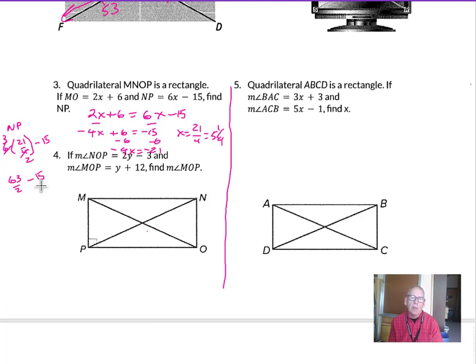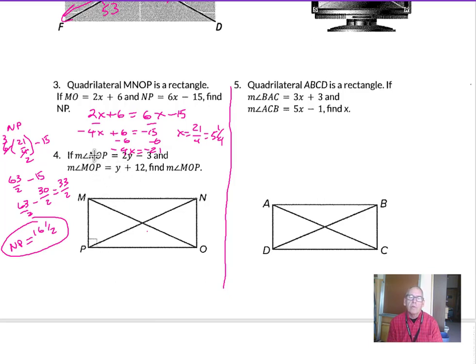Go for common denominators. 30 over 2 is the same as 15. So we have 63 over 2 minus 30 over 2, which gives us 33 over 2. And 33 over 2 is the same as 16 and a half. So the length of NP is 16 and a half. And they don't give us units, or feet. I guess no, they don't give us units. Yeah, let's go ahead and do number 4 while we're at it.